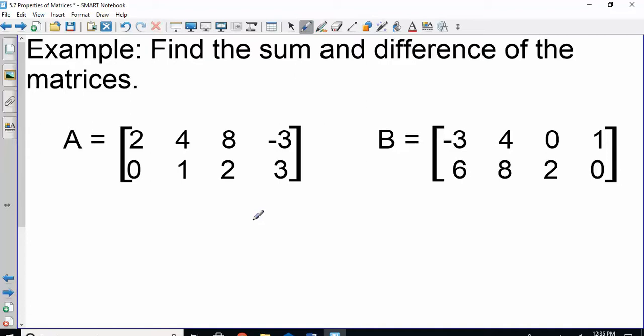If you want to add or subtract matrices, they have to be the same size. So what is the size of matrix A? 2 by 4, and matrix B? 2 by 4. If they were different sizes, then you would just say no solution. You couldn't add or subtract them. So if I ask you to find A plus B, you're going to add two matrices, you will get a matrix. These were both 2 rows and 4 columns, so your answer will be 2 rows and 4 columns.